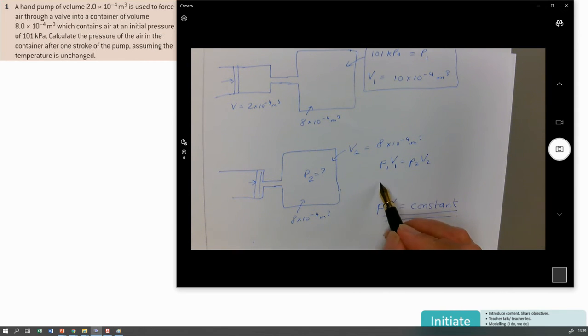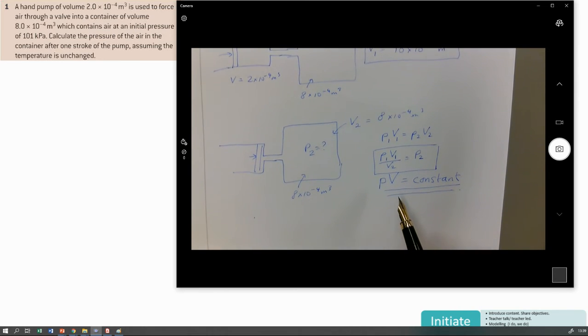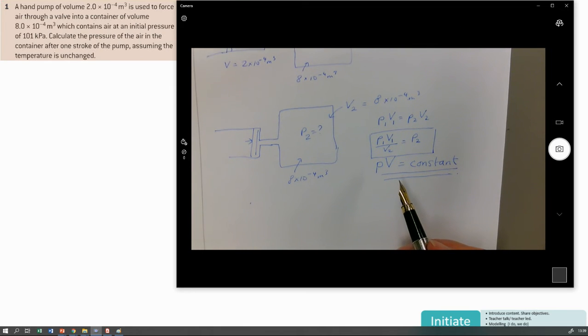Let's rearrange it, because I'm looking for P2. So P1 V1 divided by V2 equals P2. Okay. And you know what, kids? I haven't left enough room there to do any proper calculations. Let's shift you up a bit. There we go. So let's rewrite it here. P1 V1 over V2 equals P2.